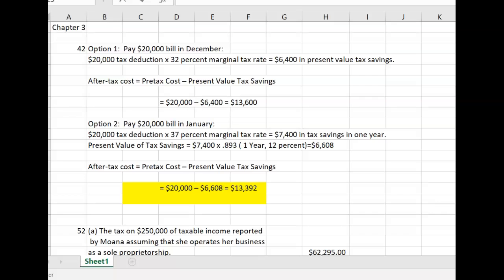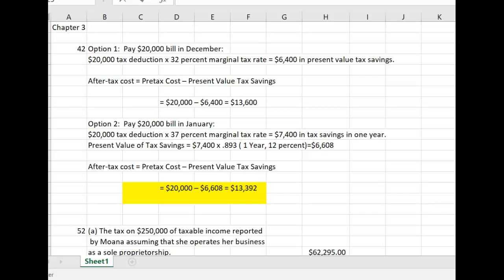Assume Reese's marginal rate is 32% this year and will be 37% next year, and that she can earn an after-tax rate of return of 12% on the investment. When should she pay the $20,000 bill? So should she pay it in year 1, which would be one option, or year 2, which would be our second option? Well, in year 1, what would be her after-tax cost?